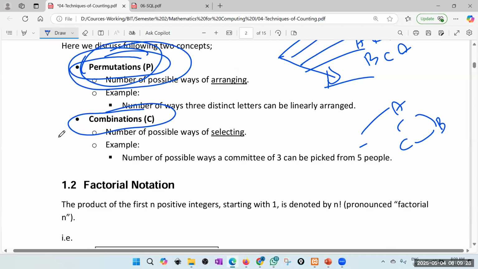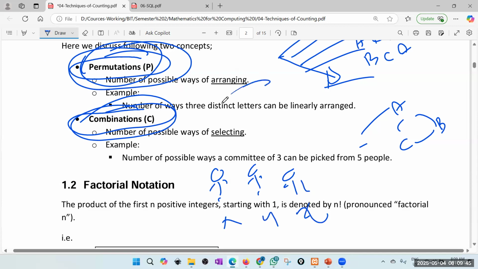Your second part is combinations: how many ways you can select things. For example, say we have three people, X, Y, and Z, and we want to select a committee of two. What are the possible numbers of committees? Here there's nothing called arranging, so we just select; we don't care who is the first one. You can select X and Y as a committee, X and Z, or Y and Z. That is called combinations.